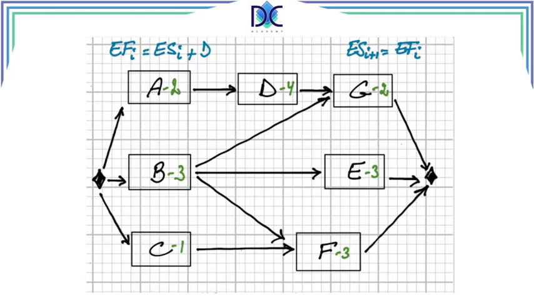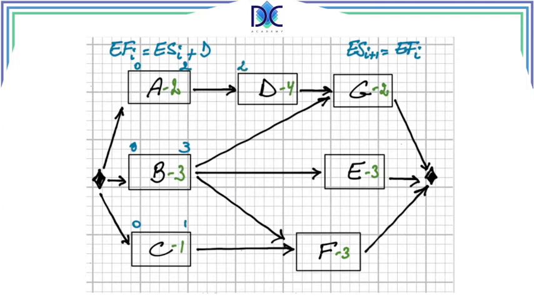Again, we have to see which predecessor has the highest early finish time to select for the early start. Now, when we start here, the first thing to do is we start from 0. So activity A starts on event 0. We're working with events again. It finishes on 2. B starts on 0 also and finishes on 3. 0 plus 3 is 3. And C starts from 0 to 1.